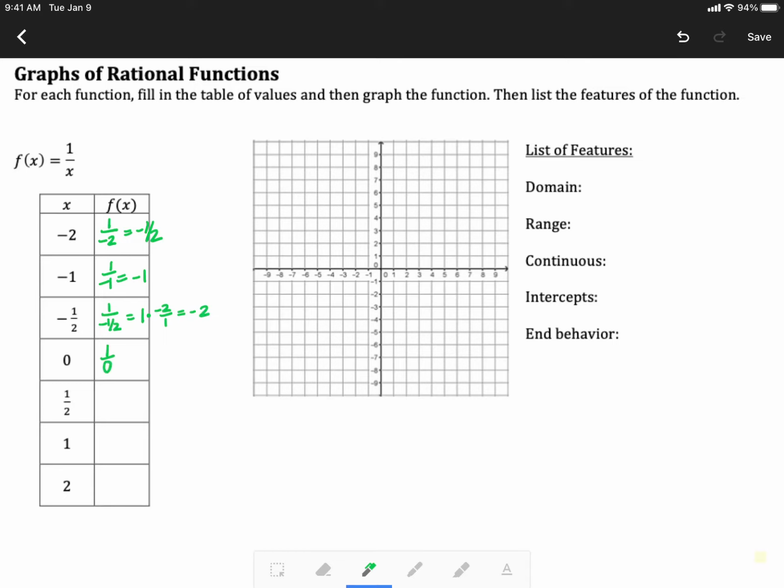1 divided by 0, we can't do that. That is the one thing we can't do with our rational function, so we're going to call that undefined, and we're not going to graph anything there. And we're actually going to see that create an asymptote in just a little bit.